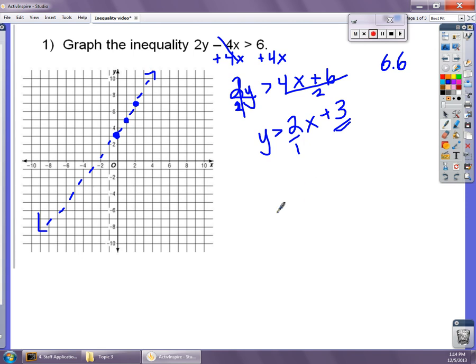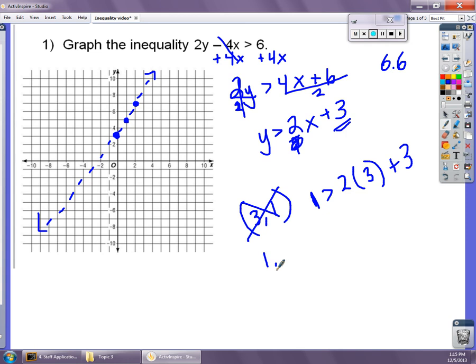Now, the next thing you're going to do is, because y just has to be greater than 2x plus 3, there's more than one answer that's going to work. So for instance, if y was 1 and x was 3, that wouldn't work because 1 is not greater than 2 times 3 plus 3. So the point 3, 1 wouldn't work. That wouldn't be a solution. But if you switched them to 1, 3, that wouldn't work either. If you did 1, 6.